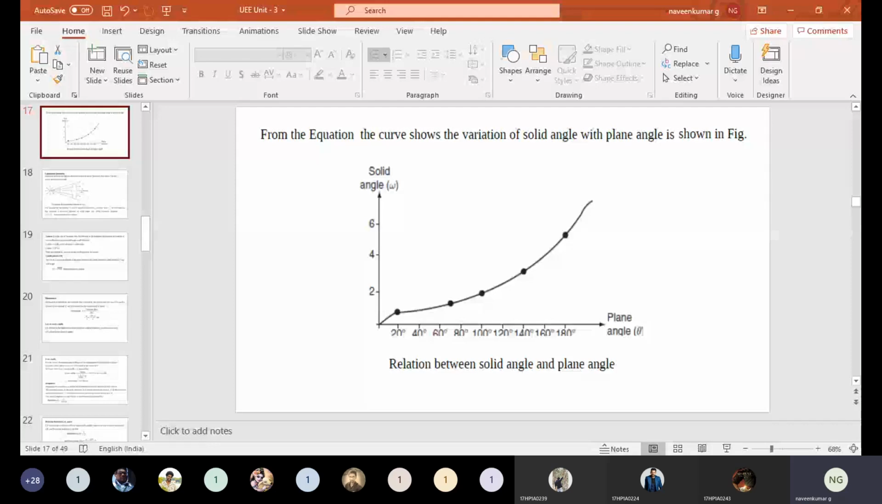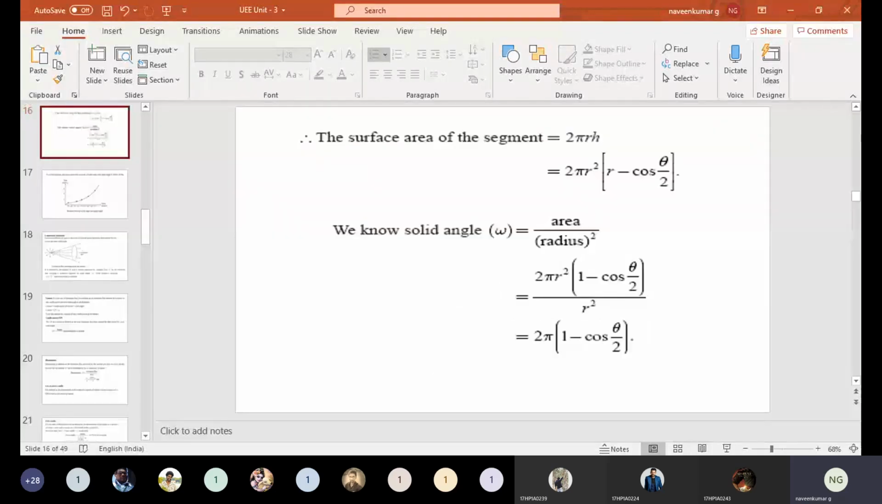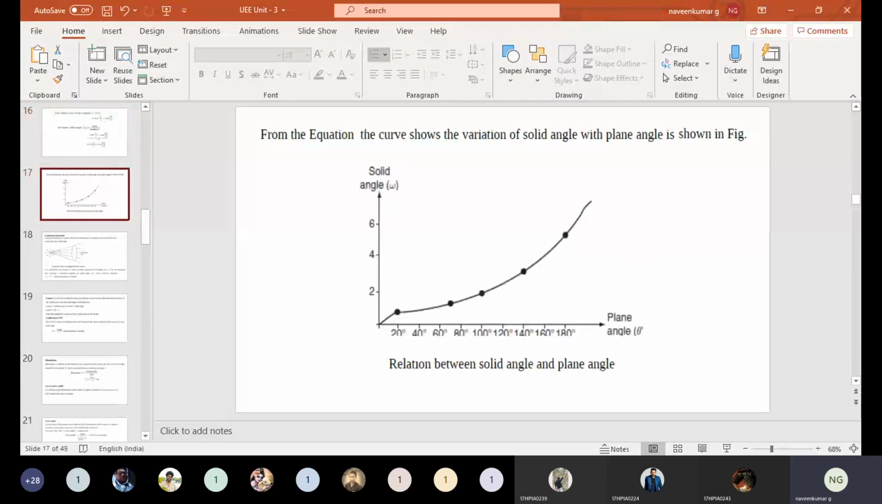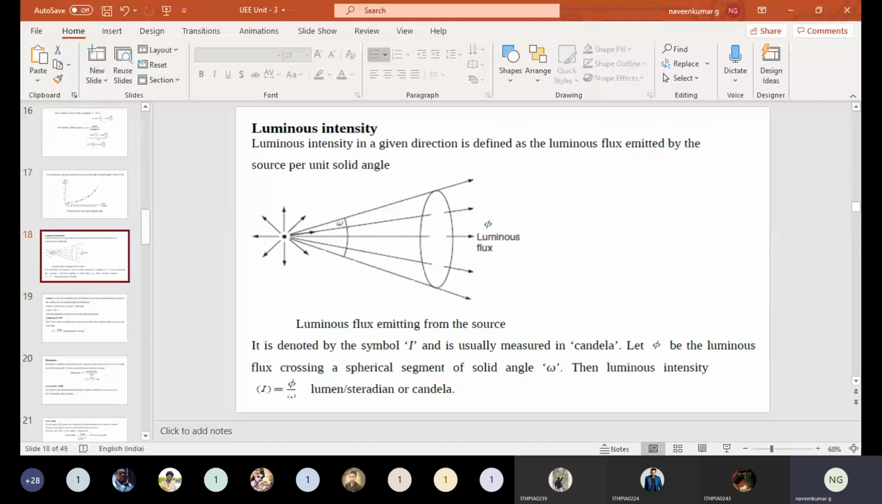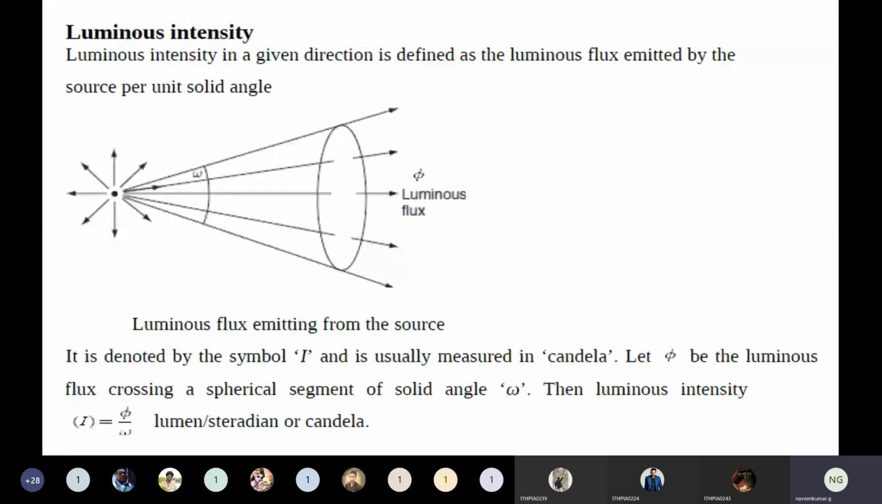Last time we were talking about various terms used in illumination. We are going to continue with the same, and see further terms used in illumination, starting with luminous intensity. So let's understand the next term in illumination engineering, luminous intensity.